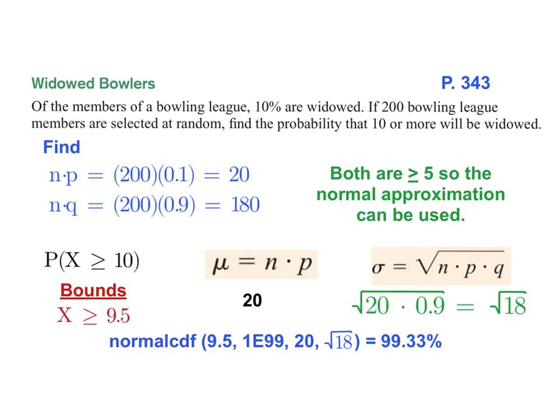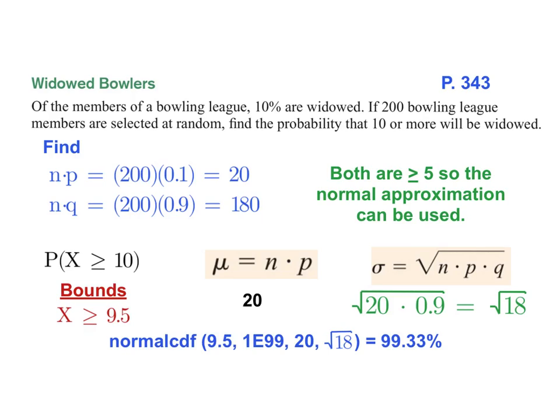But you also have the 180 that are not widowed, right? Right, but we're asking for the probability of 10 or more. We think it's going to be 20. Since we think it's going to be 20, the probability of it being 10 or more should be really high, because we expect it to be 20. 10 is low. How many had that? 99.33%.